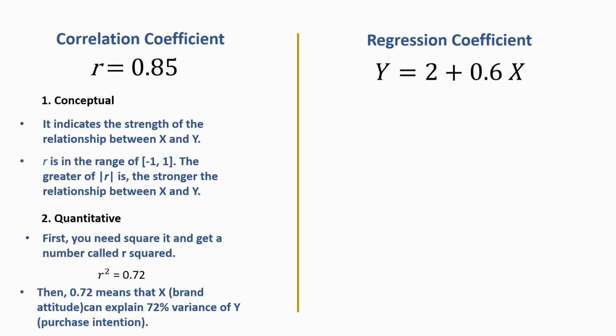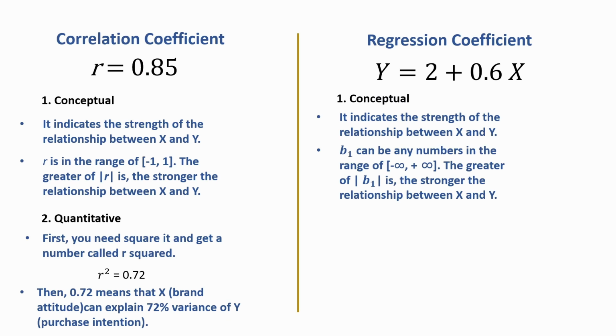Okay, now we have a basic idea about correlation coefficient. Let's look at the regression coefficient. Conceptually, the regression coefficient 0.6 also means the strength of relationship between x and y. Different from correlation coefficient, the B1, namely the slope, can be any number from negative infinity to positive infinity. Similar to the correlation coefficient, the greater the absolute value it is, the stronger the relationship is.